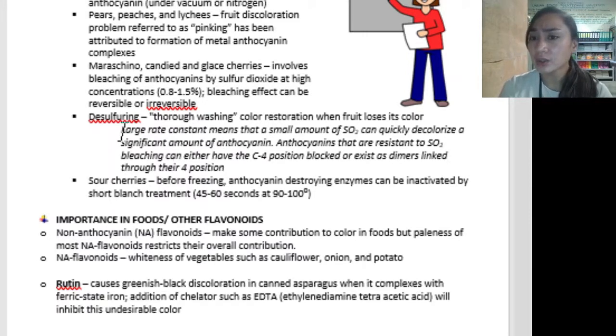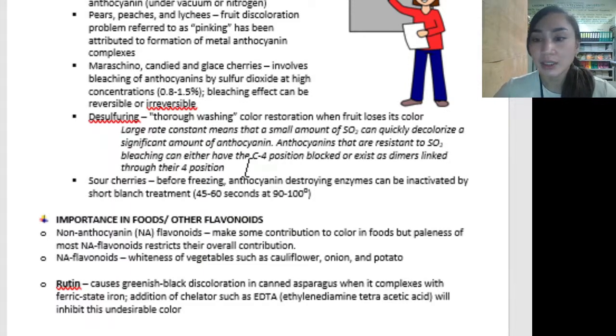So, meron tayong large rate constant, which means that a small amount of sulfur dioxide, a large amount of sulfur dioxide, can quickly decolorize a significant amount of anthocyanins. So, marami ring anthocyanins that are resistant to sulfur dioxide. Thus, bleaching can either have a C4 position blocked or exist as dimers linked through their 4 position. Ibig sabihin dun sa carbon number 4, no?